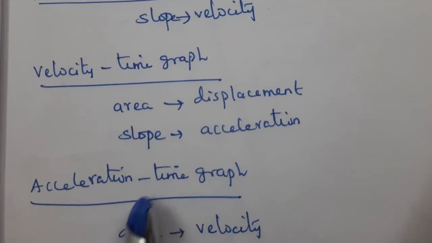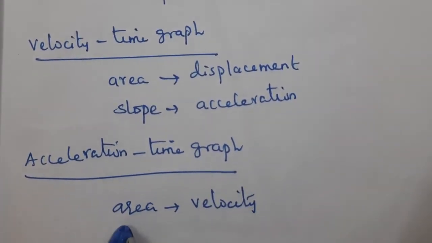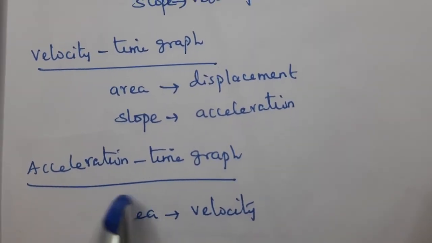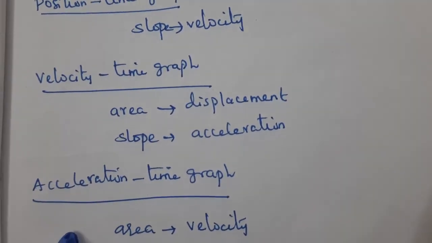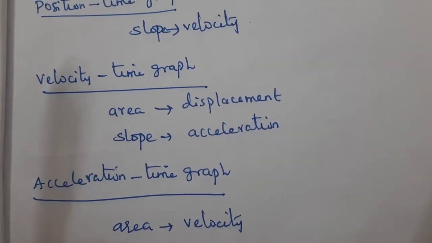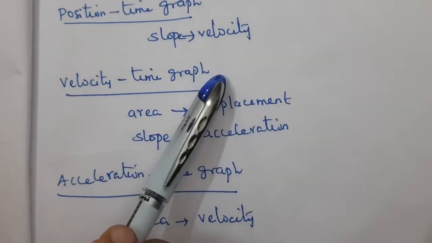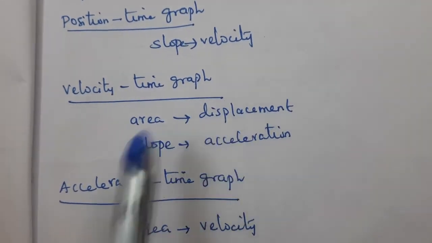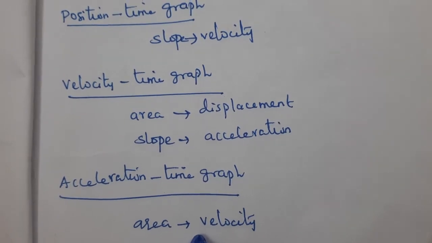Also, the acceleration time graph. In the acceleration time graph, the area under the curve gives the velocity. This concept also you have to keep in mind. Graphical concepts: position time graph, slope gives velocity. Velocity time graph, slope gives the acceleration and area gives the displacement. Acceleration time graph, area gives the velocity.